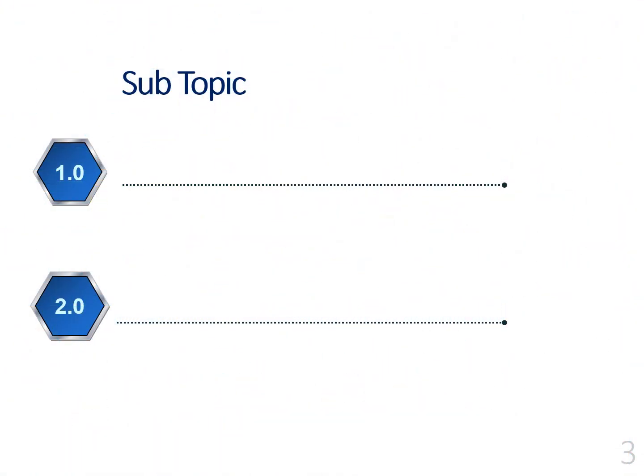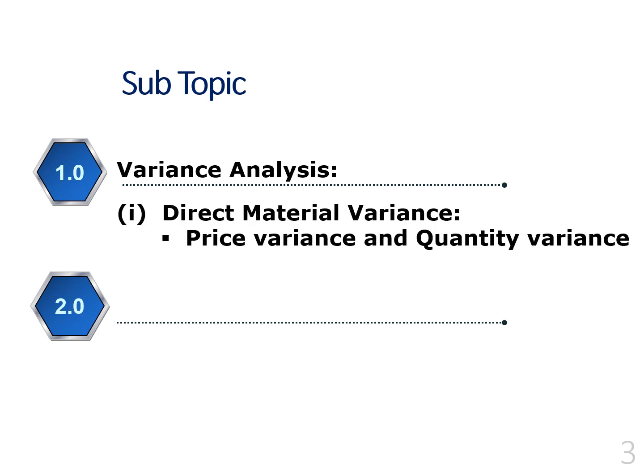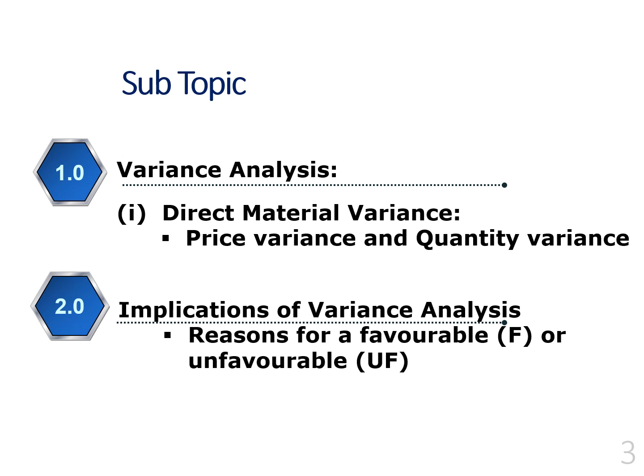The subtopic that we will discuss is variance analysis. For direct material variance, those are price variance and quantity variance. And secondly, implication of variance analysis, that is the reason for a favorable or unfavorable.